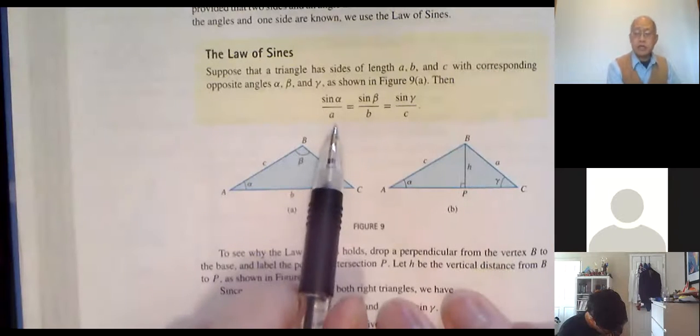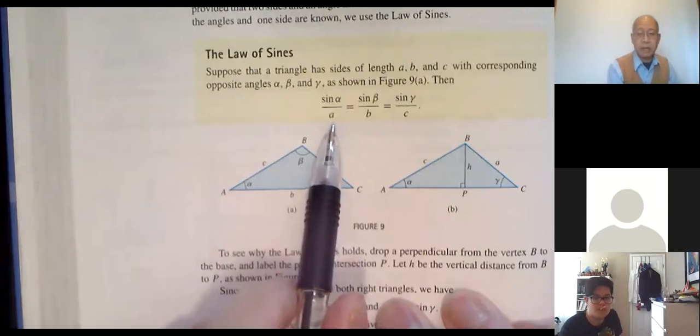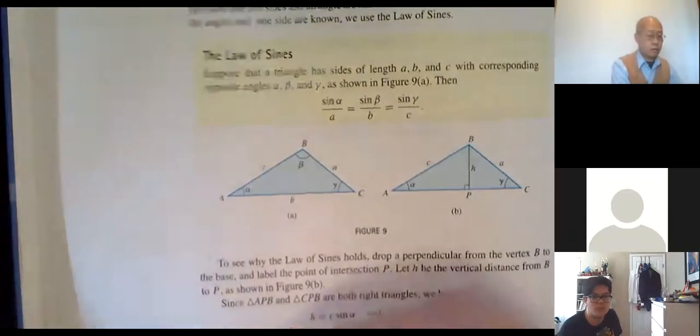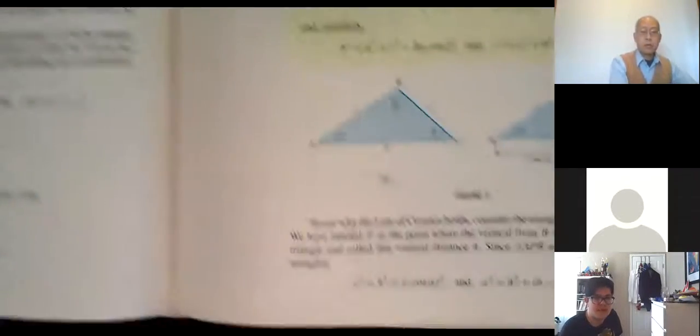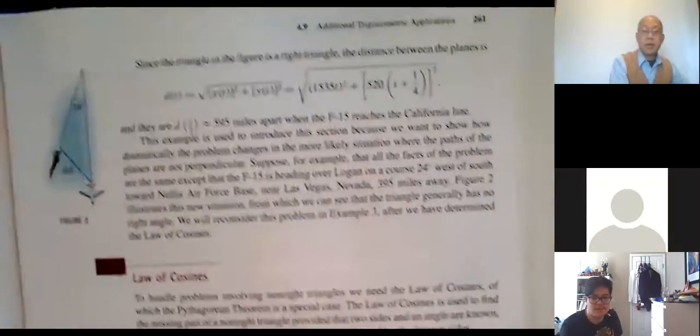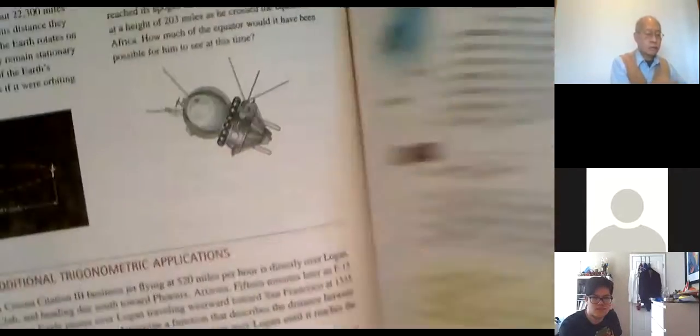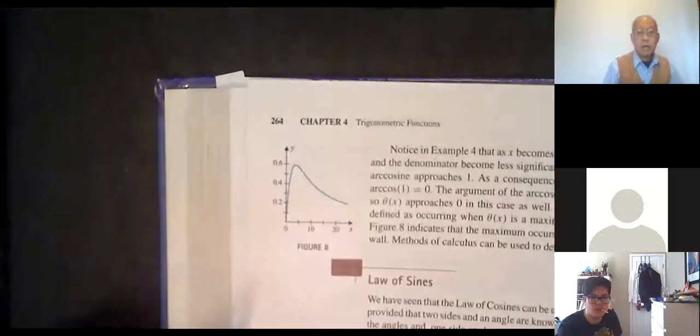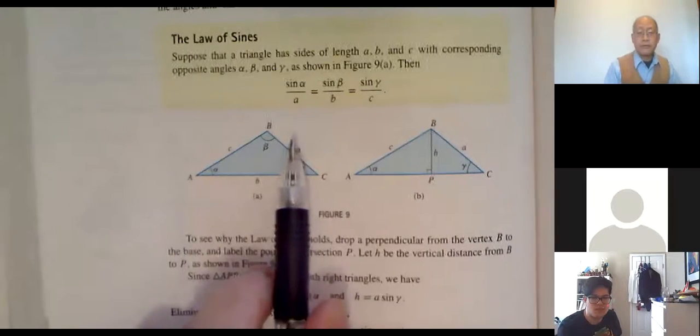So this is the law of sines. You may put it on your next cheat sheet again. Again, if we were meeting face to face, I'd make you memorize it. But here we are. So law of cosines, page 261. And page 264, law of sines.